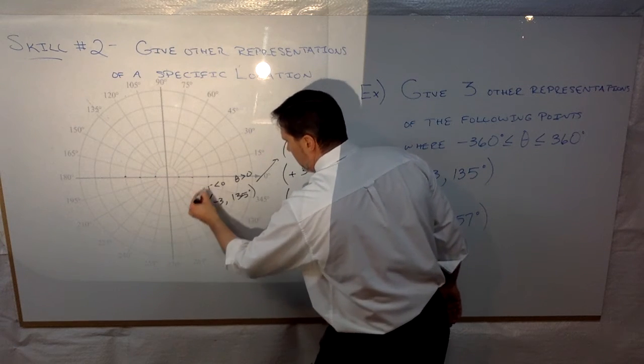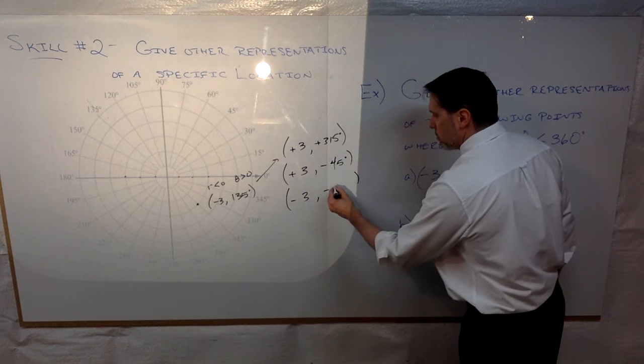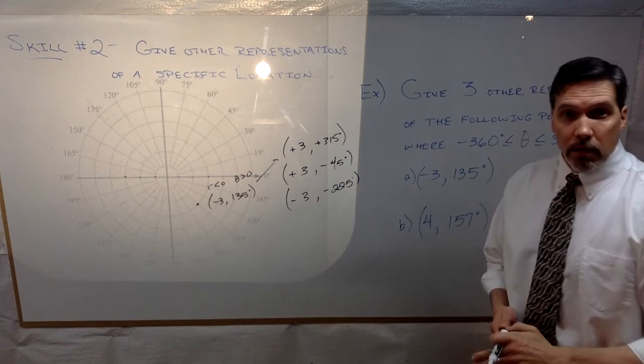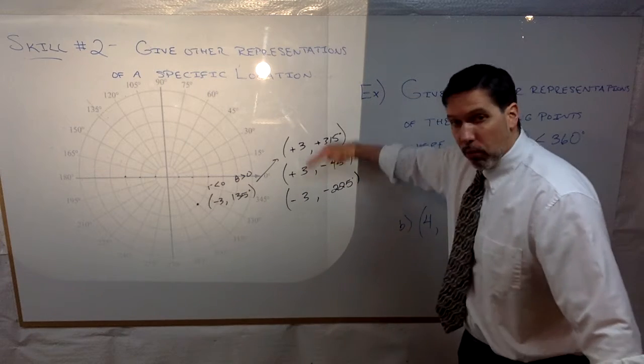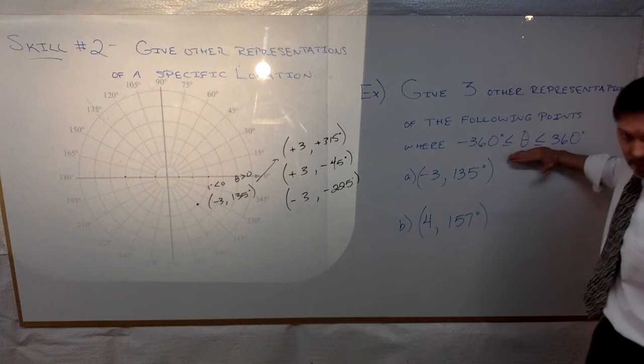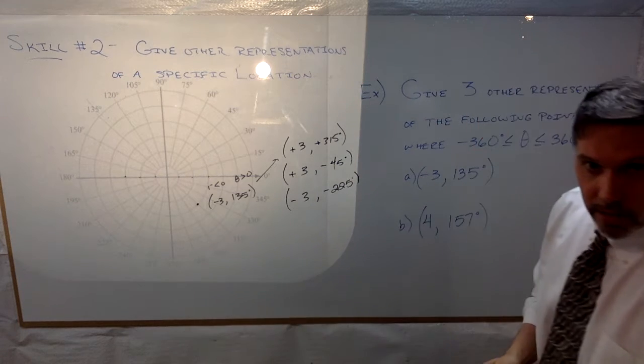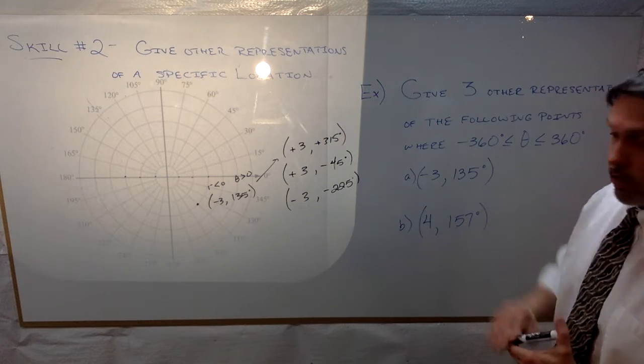Well, that would be 180 and 45 more, puts me at -225. And that's how you can name 3 points and stay within your restrictions, -360 to 360. Right? Not really that terrible, but you've got to know how to do this.